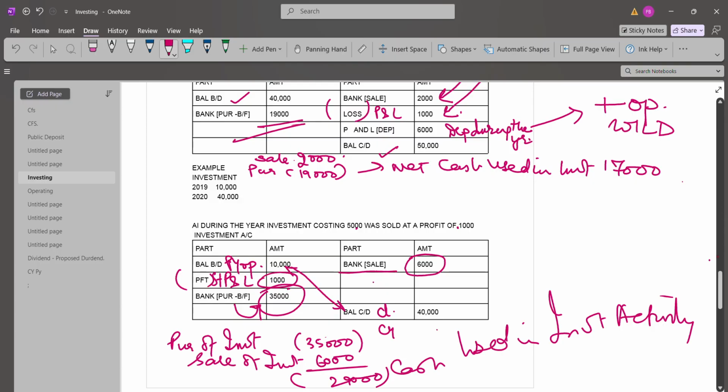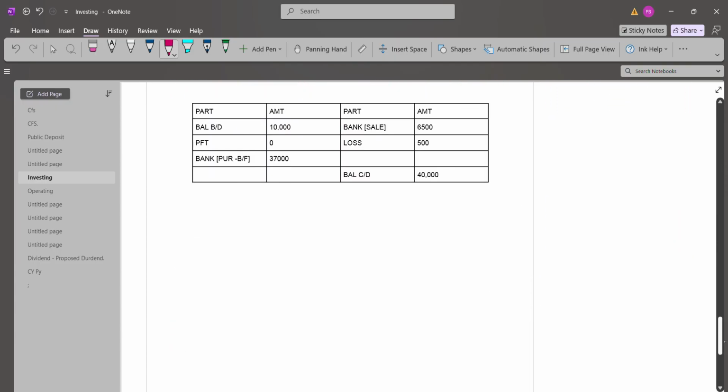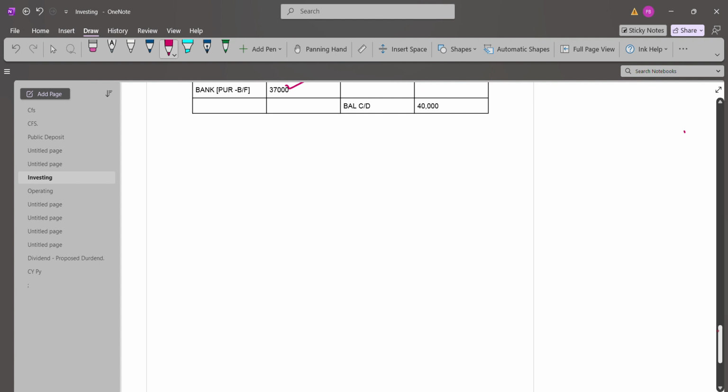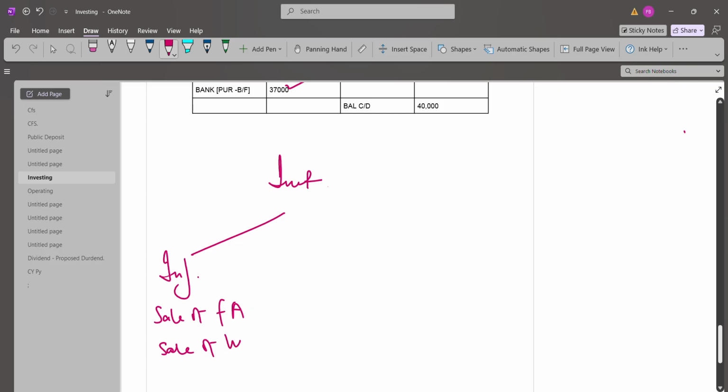Investing activity, what are the typical things that we have? Let's quickly write that down. If this investment had been sold at a loss, then the loss would have come on the credit side and the balancing figure would have been purchase. This is another example given. I'll share this document, you can practice that. So investing activity inflows are sale of fixed asset and sale of investment, and outflows are purchase of fixed asset and purchase of investment. So these are typical things.